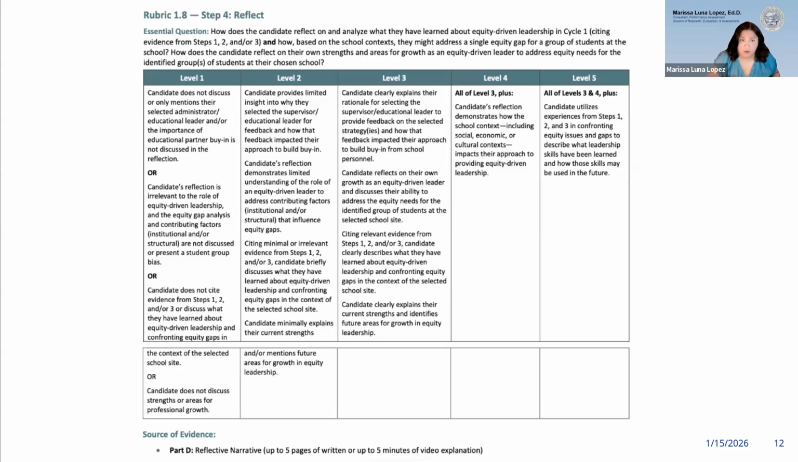Let's take a look at a level four. Does their reflection demonstrate how the school context, including social, economic, and cultural context, impacts their approach to providing this equity-driven leadership? That might not be a specific prompt, but if they have met everything in a level three, where could we talk about the school's context, the social, economic, or cultural context? Is there something we can expand upon in one of these responses that can get you to a level four?